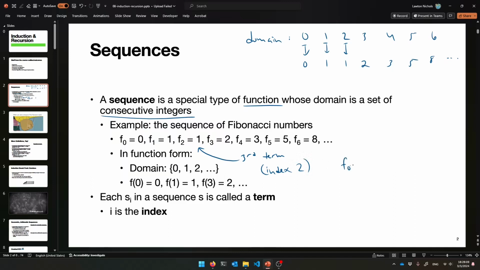You can say, all right, the 0th term of our Fibonacci sequence f is 0, or you can say, let's make a function that defines the sequence. Just give me which term you want, and I'll give you out which one is at that index. Okay, so that's sequences in a nutshell. It's probably more complicated than it needs to be. That's how precise we have to be in math.